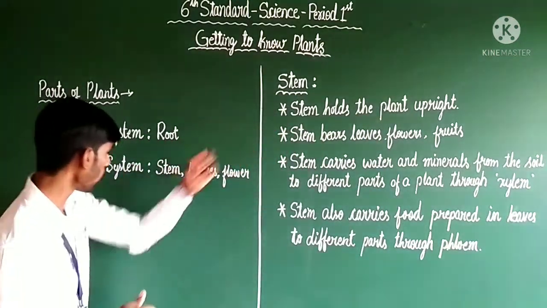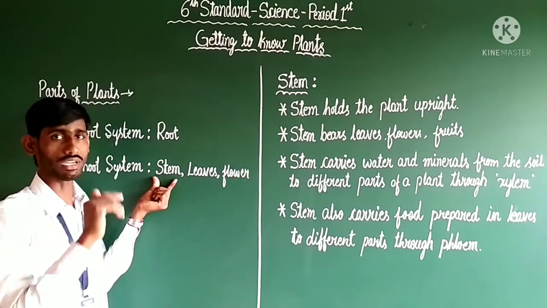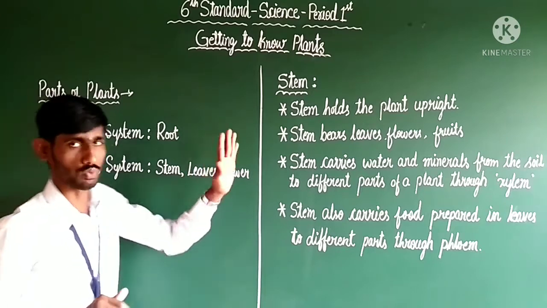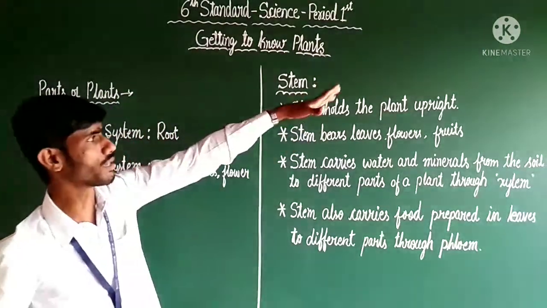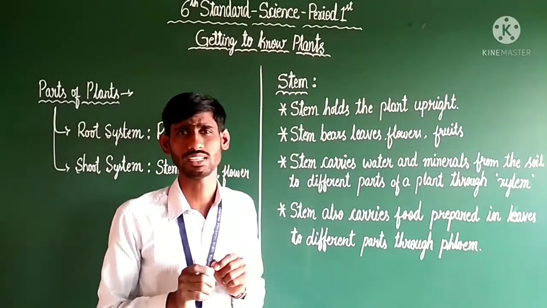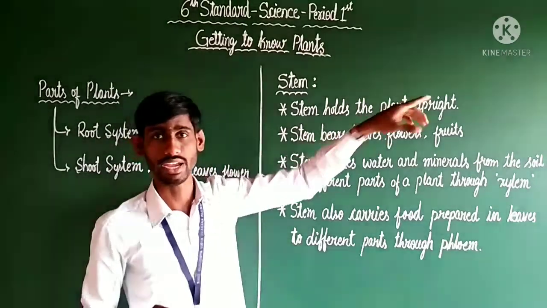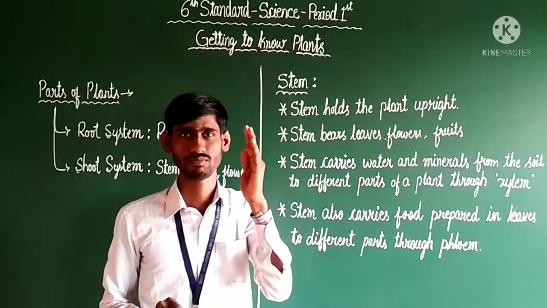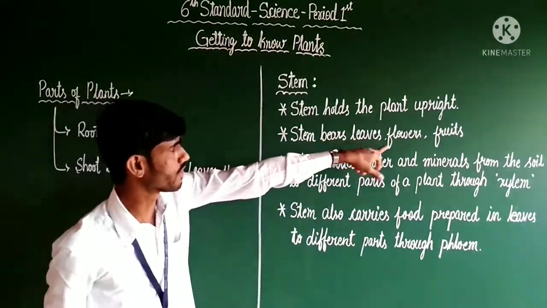Okay, see, now we are going to concentrate only on stem. In the upcoming classes, let us discuss one by one. Now concentrate on stem. Dear children, the stem holds the plant upright. What is the basic and very important characteristic of stem? It can hold the plant upright, very straight. Isn't it? Stem bears leaves, flowers and fruits.